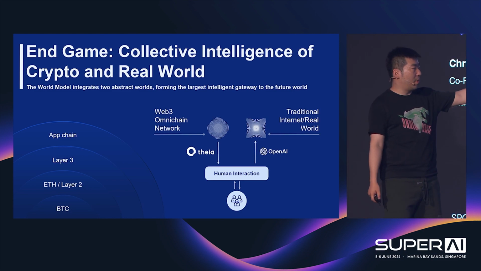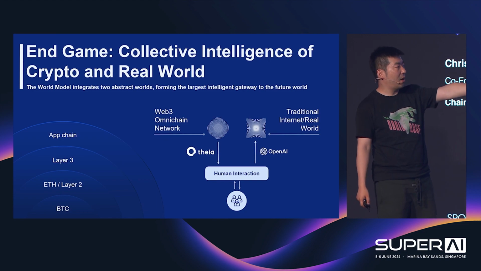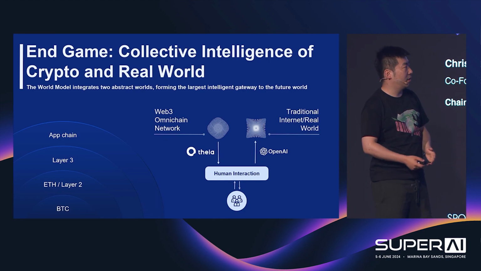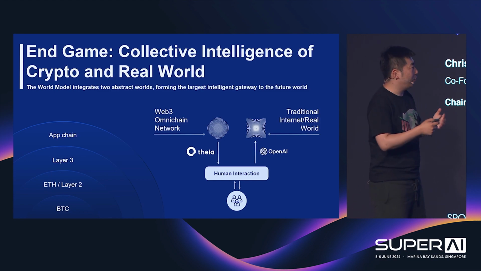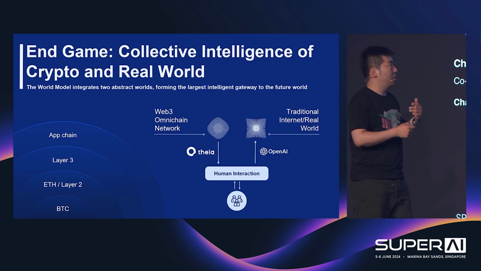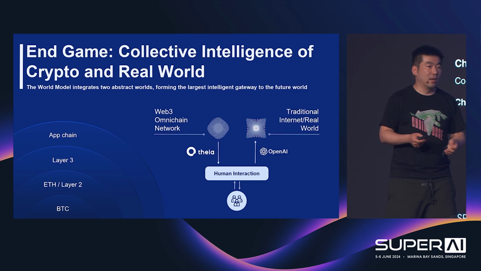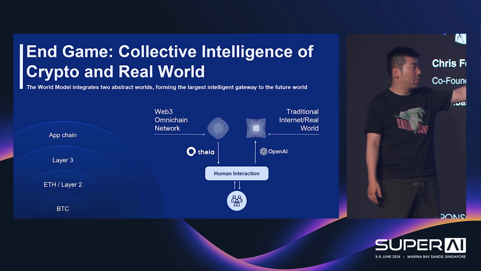Then the crypto world model is going to give you a whole understanding of what happened on-chain, and OpenAI's GPT, or LLMs like it, are going to give you an understanding of what happened in the real world. If we combine these two together, it gives you a collective intelligence of the crypto world and the real world. Probably this is the future, and we're going to design the crypto part for all of you.